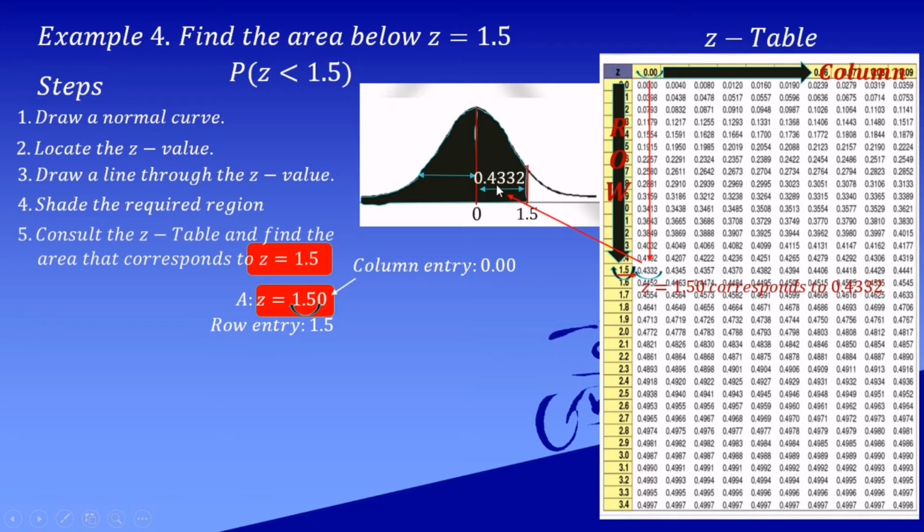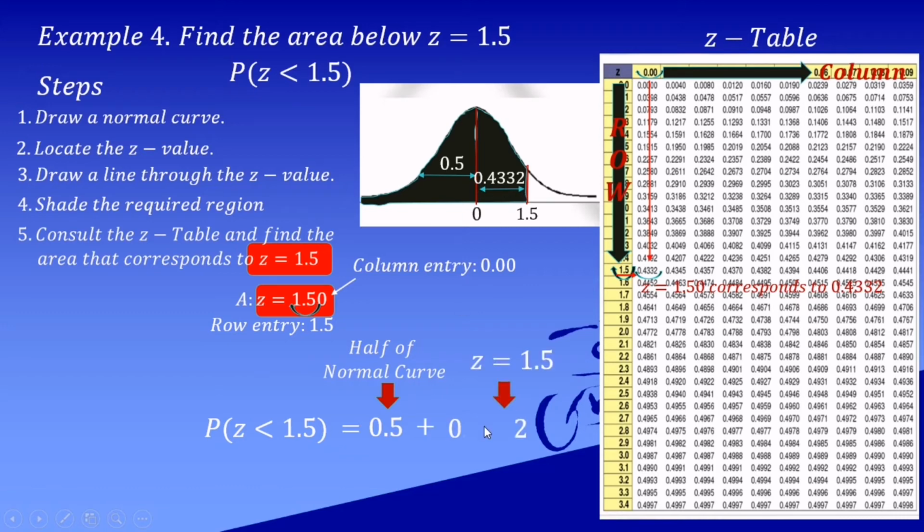Yan ang ating shaded region mula 0 to 1.5. Since half of the normal curve, 0.5, is also a shaded region, then the probability z less than 1.5 is equal to half of the normal curve, which is 0.5, plus z equal to 1.5, which is equivalently 0.4332. Then get the sum, that is the required area to the left of z. Yan ating shaded region.